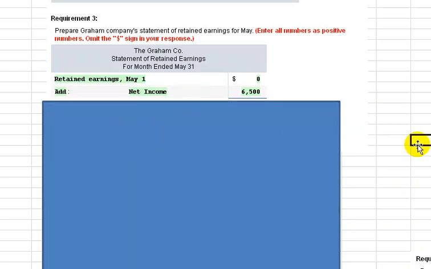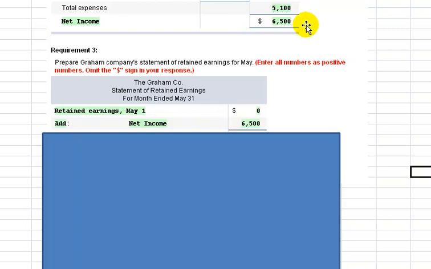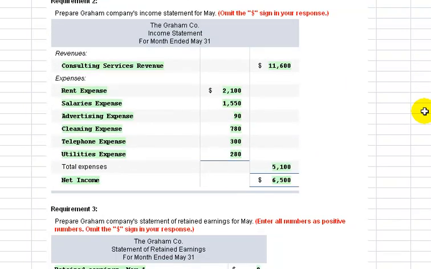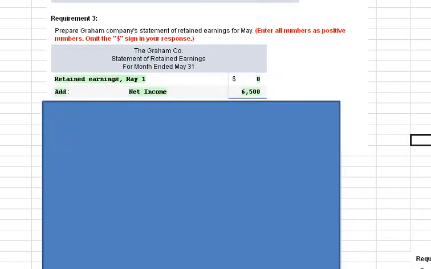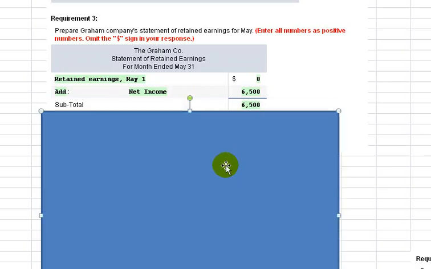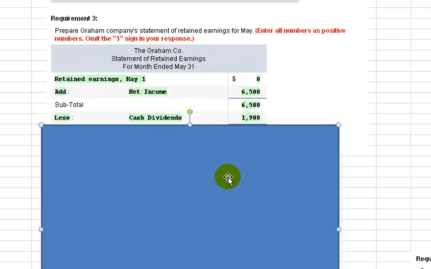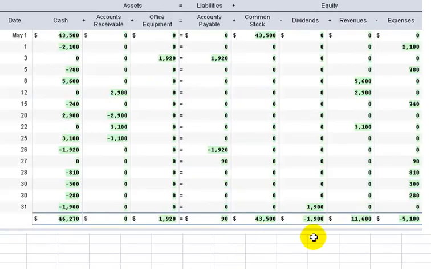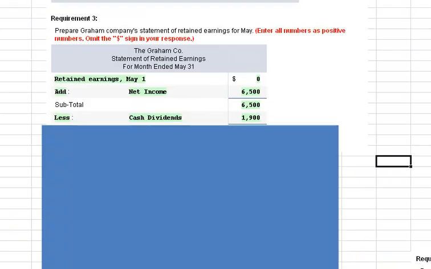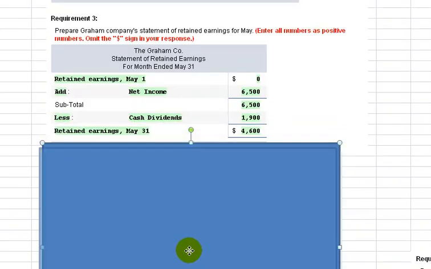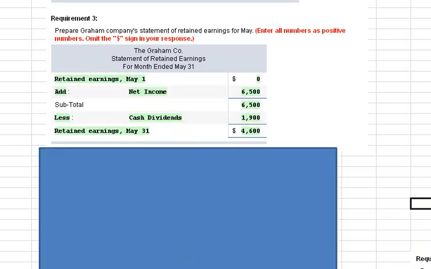So we would add in net income, and the net income came from what we solved for earlier on requirement 2. Right? So up here we calculated net income is 6,500. So now we jot in the 6,500. We come up with 6,500, and then there was cash dividends of 1,900. Hopefully you remember the cash dividends were coming from right here, this column, right? And we're able to calculate what retained earnings were at the end, and that takes care of requirement 3.